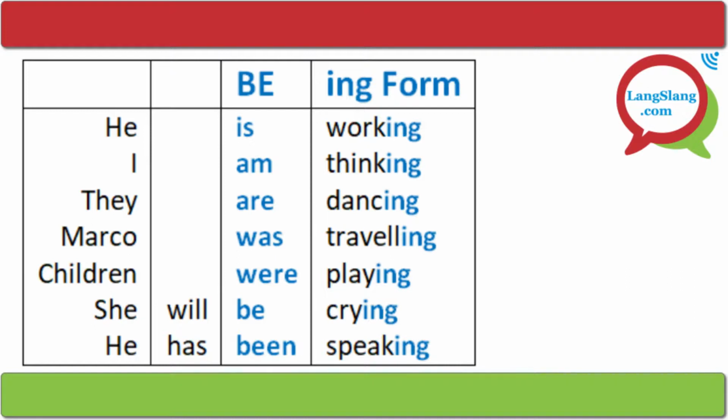And you see there, will be crying. So it is future continuous. It is future continuous, will be crying. He has been speaking is also a type of continuous. We will discuss that later. It is not in today's lecture. And use the have and past participle form for perfect.